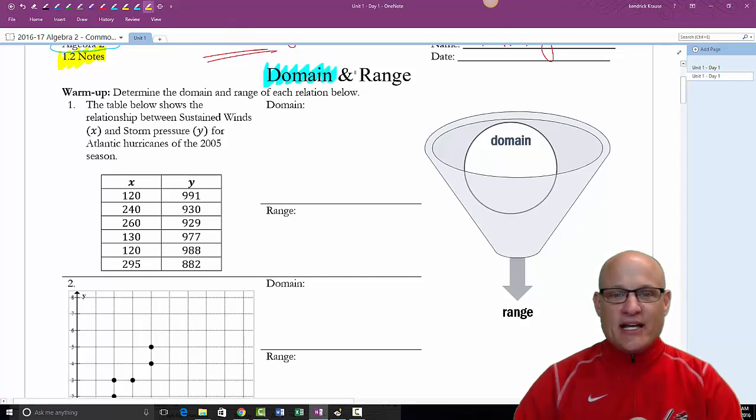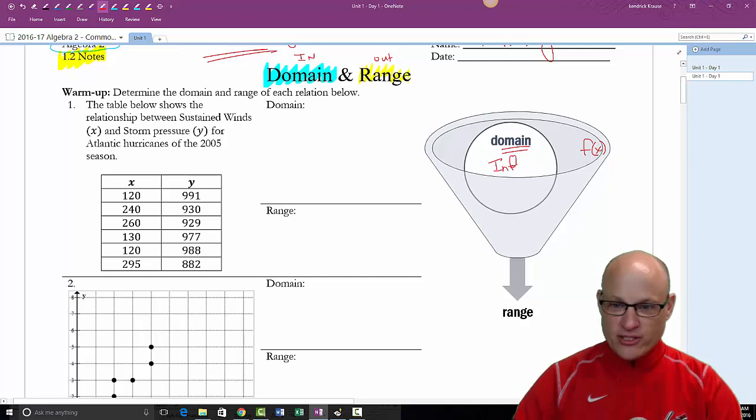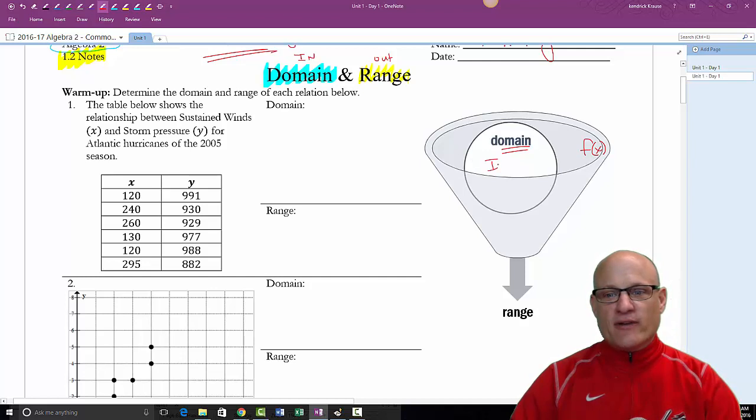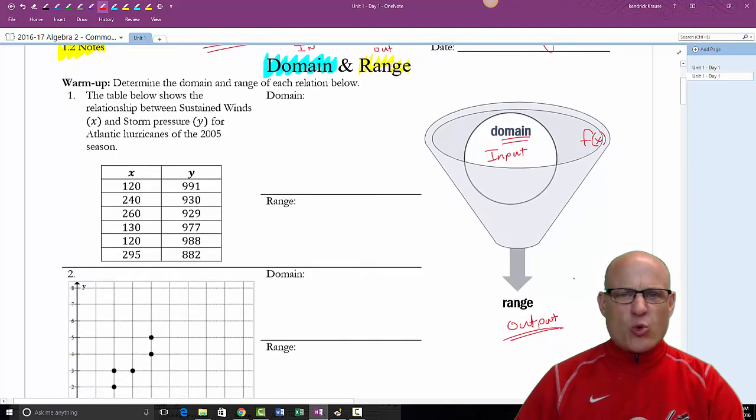Still talking about domain and range from yesterday as a little bit of review. Remember, we've got domain and we've got range. Domain are the input values, and these are the output values. So you're going to take your domain and put it into your function. These are the input values. And what pops out is the range, and it's our output values.